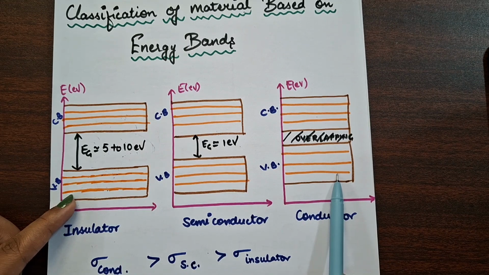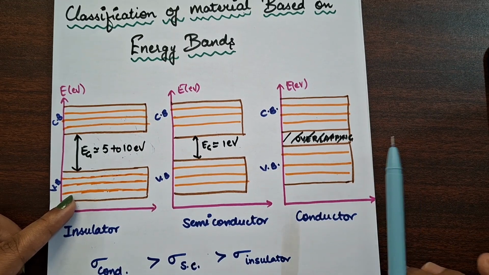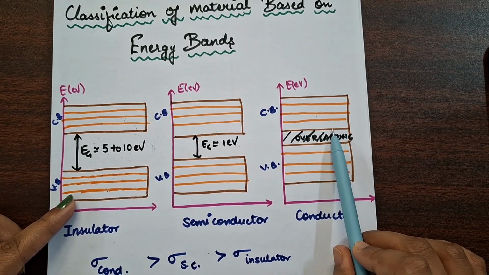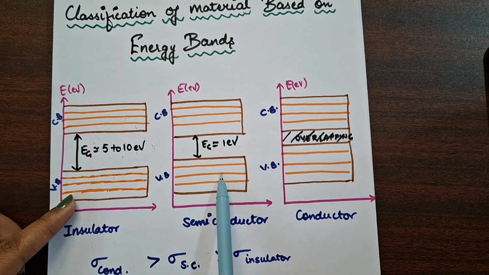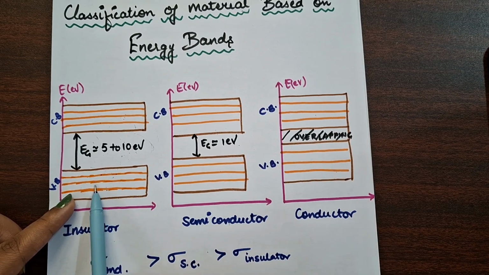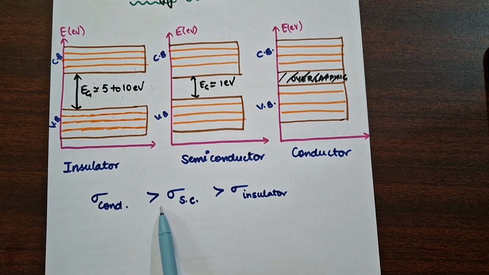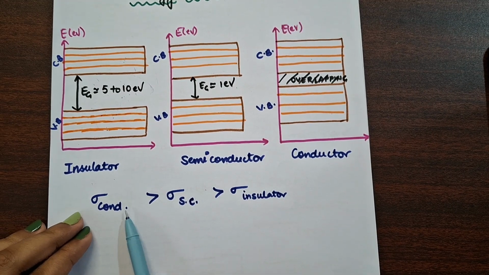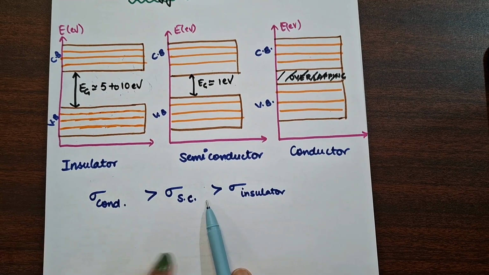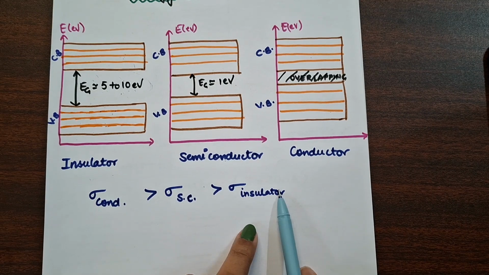So less amount of energy, or no energy, is required in the conductor. Then it is in the semiconductor, then the insulator. So their conductivity will also be in this order. That is, the conductors' conductivity will definitely be high, then that of the semiconductor, then the insulator.